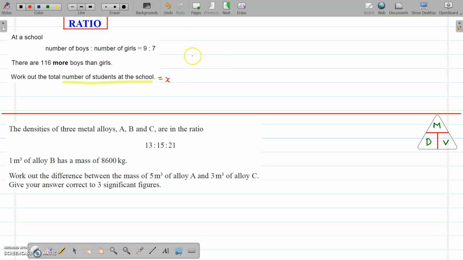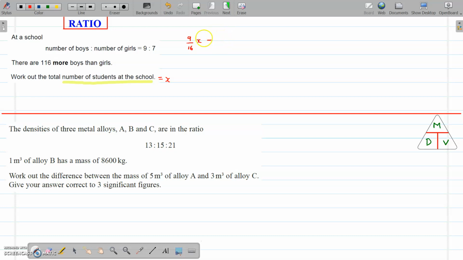Now I know that because the total number of students is made of girls and boys in the ratio, boys to girls in the ratio 9 to 7, 9/16 of x is the total number of boys in the school, and 7/16 of x is the total number of girls. The 16 comes from adding them together. So 9/16 and 7/16 makes all of them, which is 16/16.